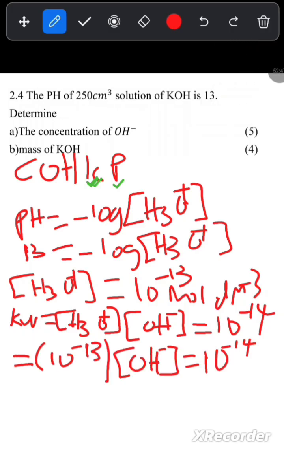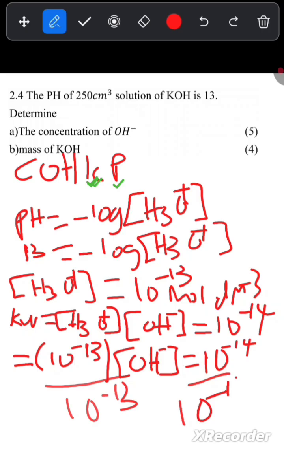Then now we substitute the concentration of hydronium ions. The concentration of hydronium ions is this, you substitute it there so that you get the concentration of hydroxide ions. Okay, so now we divide both sides. We divide by 10 to the power negative 13, both sides. Divide both sides by 10 to the power negative 13.